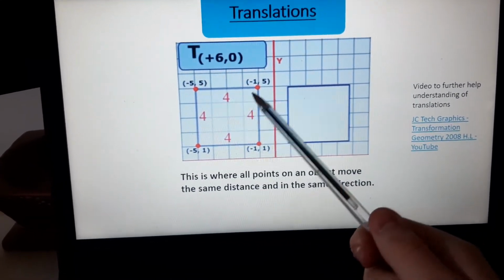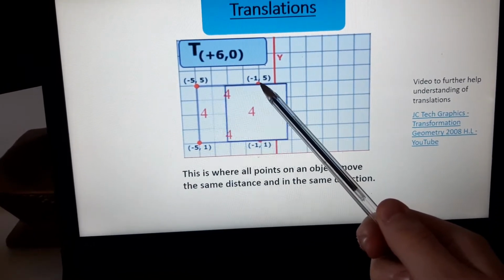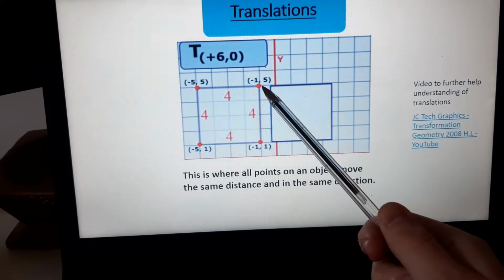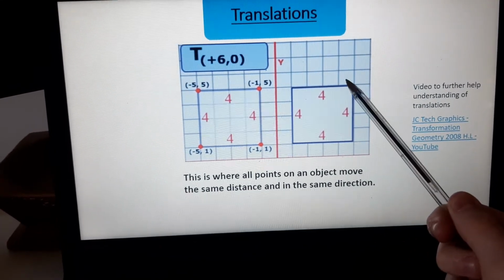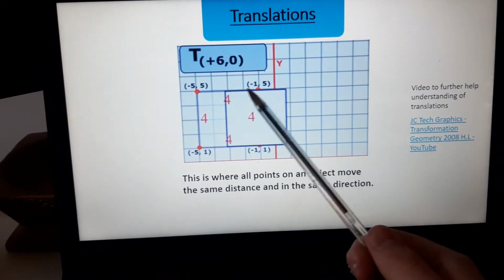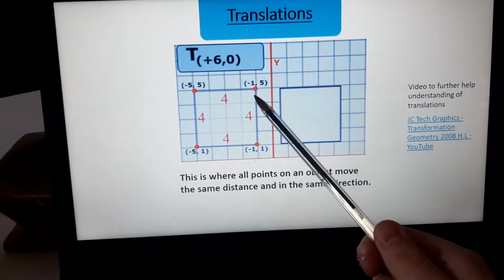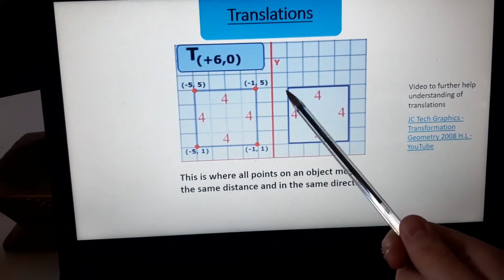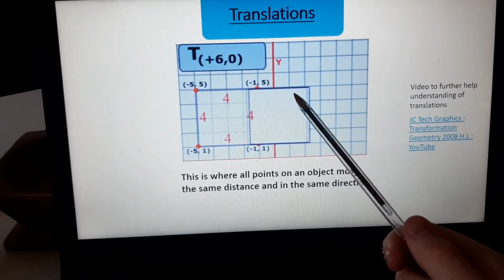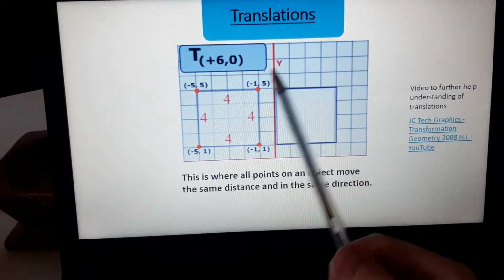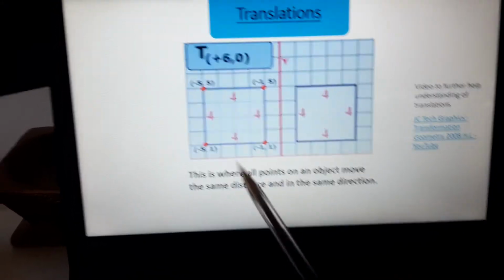So if we take a look at this point here, the -1 and 5, to where it ends up, it moves 1, 2, 3, 4, 5, 6 blocks across. Now if we take this point here, 1, 2, 3, 4, 5, 6, it also moves 6 points in the same direction. And that's what a translation is. It's where you move an object in the same direction, the same distance.